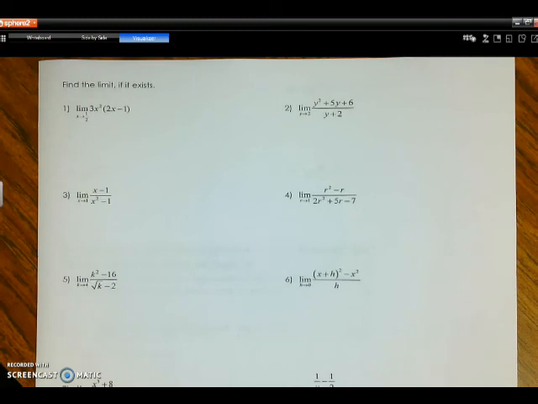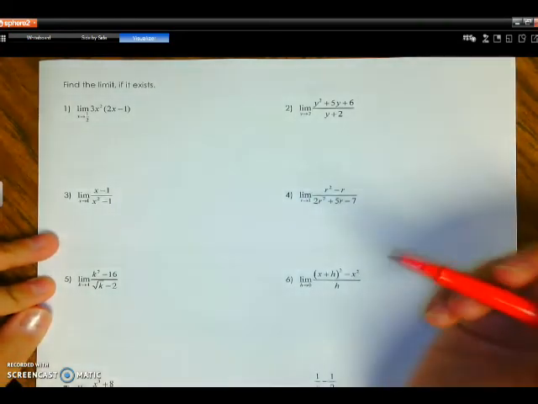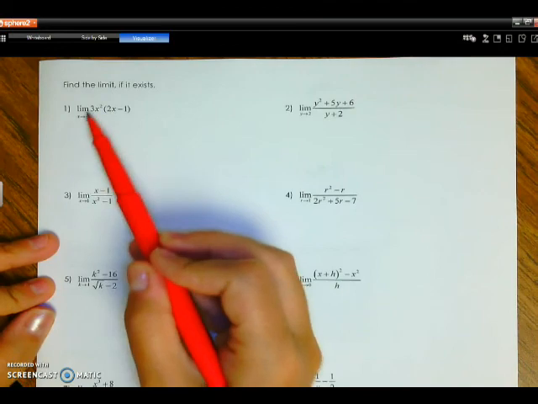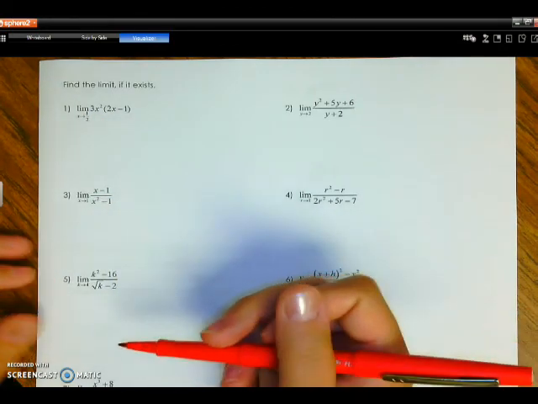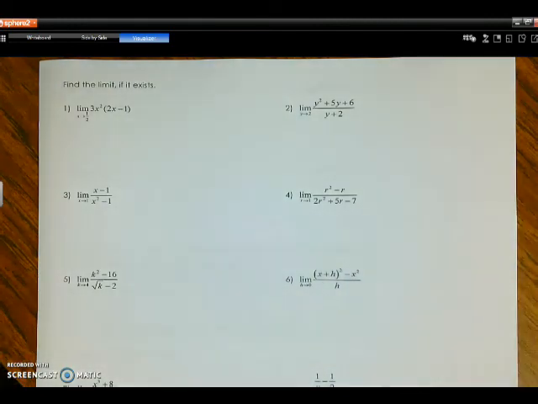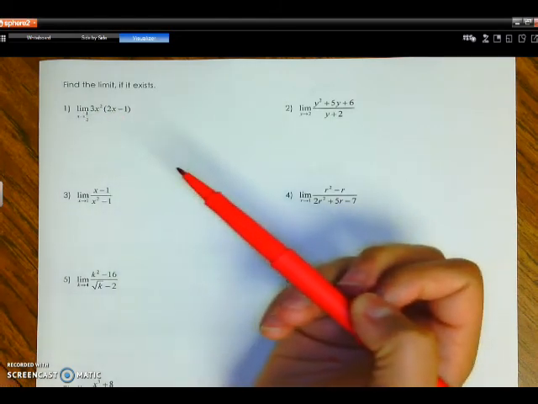Okay, so it says find the limit if it exists. We haven't really talked about what it means for the limit not to exist yet, so we're just going to take a look at these. So remember, we have the limit as x approaches 1/2 of this. Our first option that I would recommend is always direct substitution. That means you're literally going to take this 1/2 and plug it in wherever you see an x.